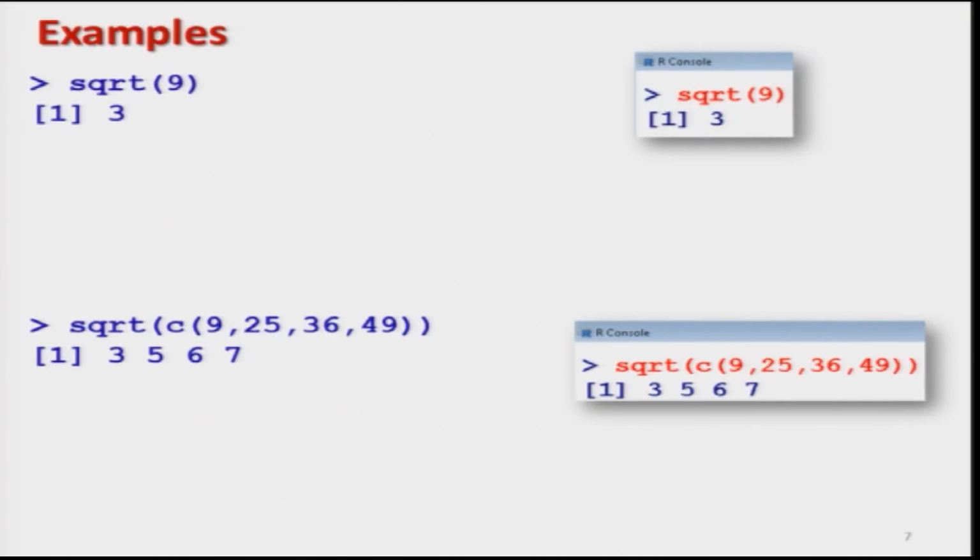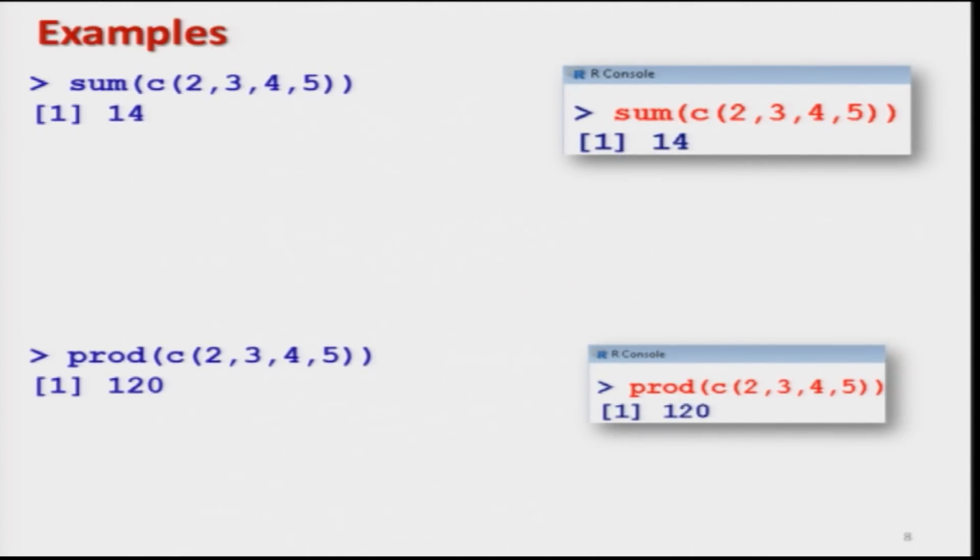Now, similarly, if you take another example that you can try yourself, try to find out the square root of 9 and then the square root of another data vector containing the values 9, 25, 36, 49. So, I am just leaving it for your practice. Now, another important aspect: sum and product.